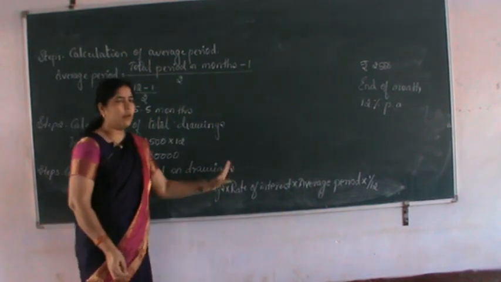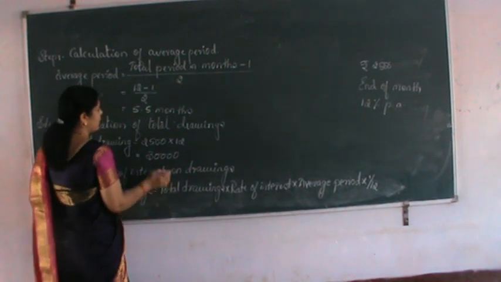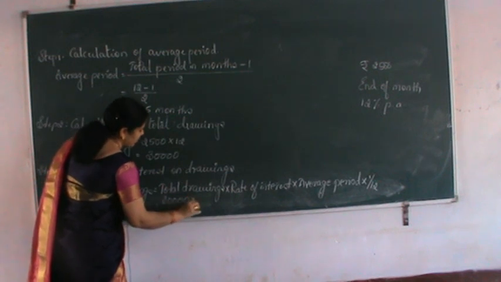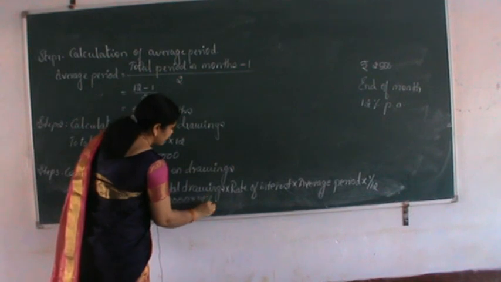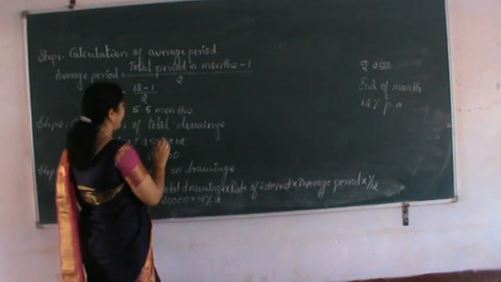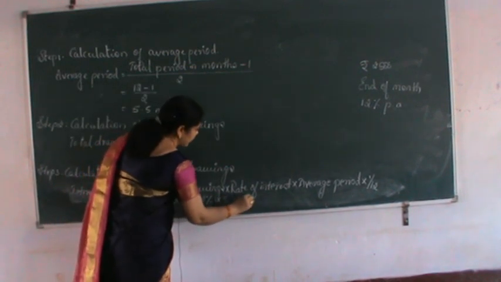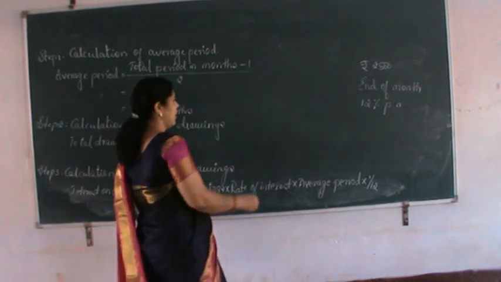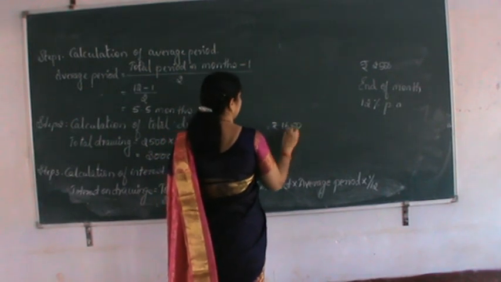So everything we have calculated, we have the answer. So total drawings is how much? 30,000 into rate of interest is given as 12% per annum into average period. Average period we have calculated, it is 5.5 months into 1/12. The answer will be rupees 1,650.